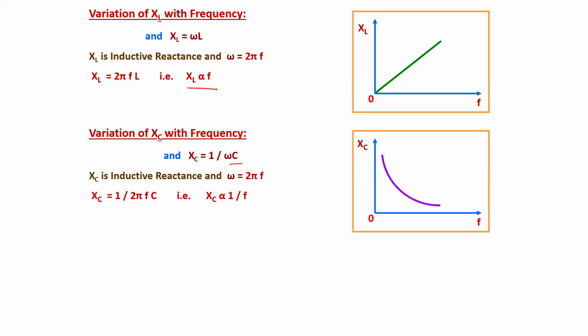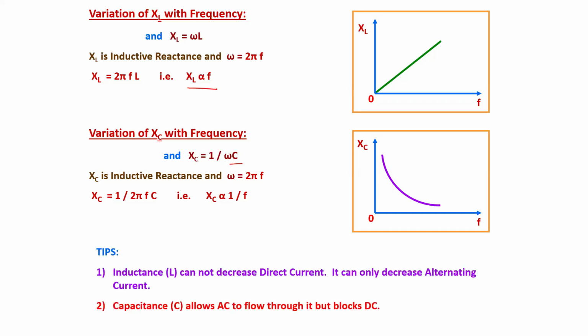Let me show you the next one. So here, as I said already, keep it in mind that when they are representing the inductance, it cannot decrease direct current. It only decreases in the case of alternating current. In the case of capacitance, we can say it will allow the AC to flow through it but blocks DC.